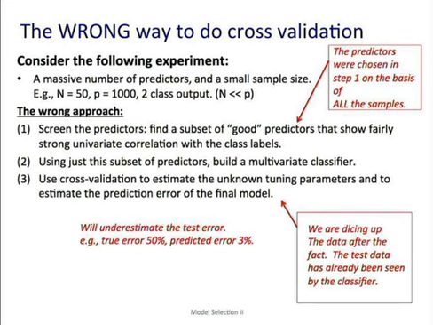The second thing: you're dicing up the data after the fact. The test data has already been seen by the classifier. Okay? So you use a subset. First of all, you filter your predictors based on the response variable, so you see the answer. Then you use that set of predictors and you build a classifier. And then you divide into k-folds for cross-validation. Okay?